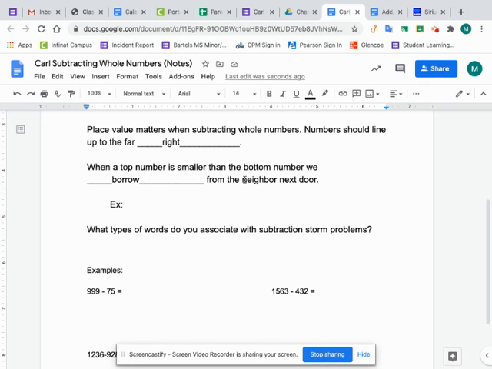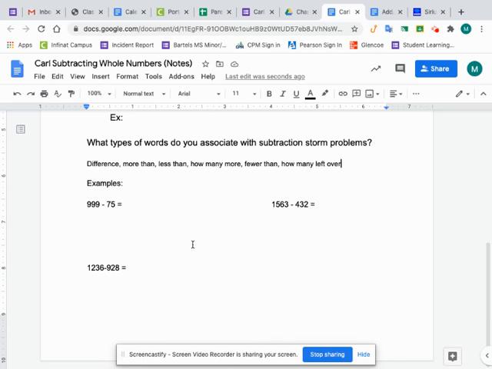What types of words could we associate with story problems when we're doing subtraction problems? We could find difference, more than, less than, how many more, fewer than, how many left over. Each of those is a good word to look for when you're trying to determine what type of problem you're completing. Going over some of our examples here.